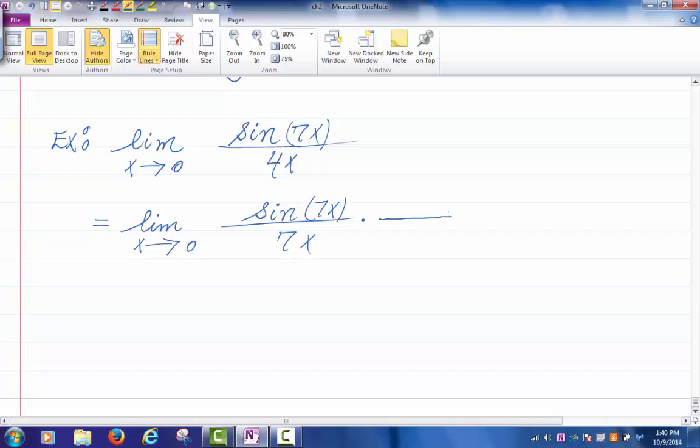And how do I adjust to make sure that I didn't change the quantity? I should multiply by? Yeah, 7/4. If I multiply by 7/4, notice that I didn't change the quantity. However, writing it in this way makes it possible to use limit number 1. Now I could say that the limit of this guy is 1. So what's the limit of the whole thing? 7/4. Is everybody okay with that?